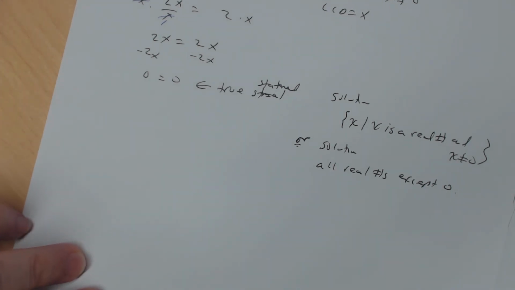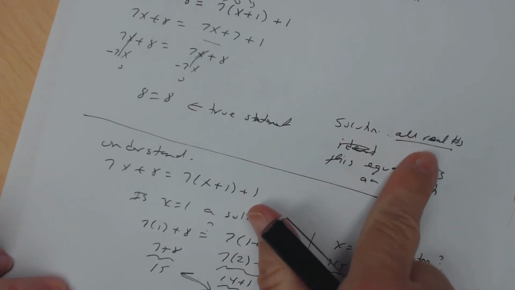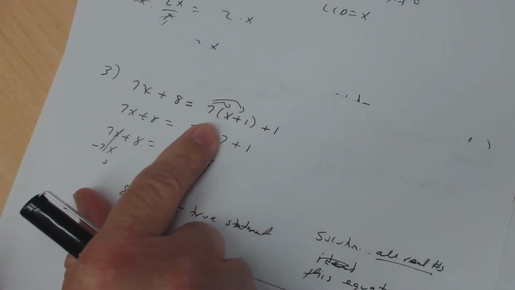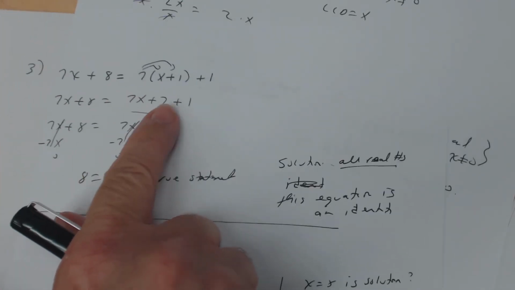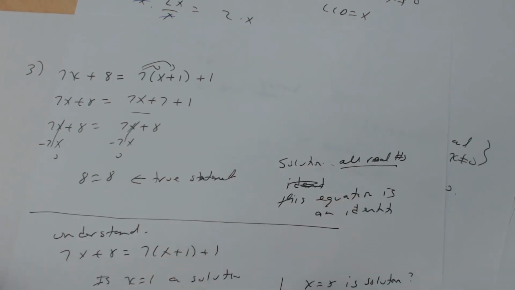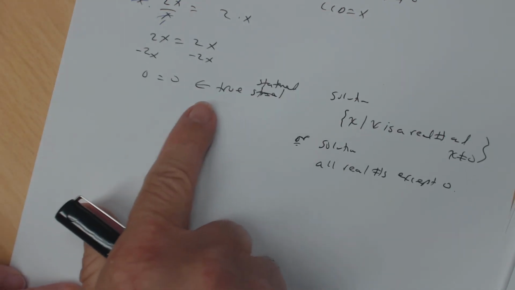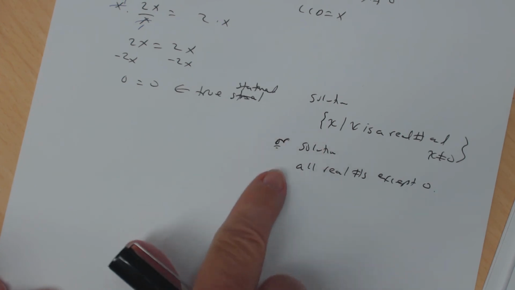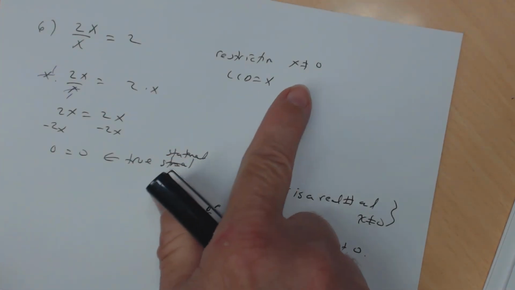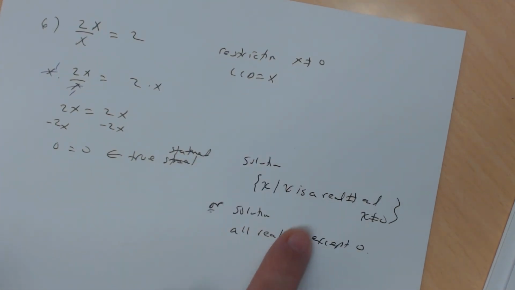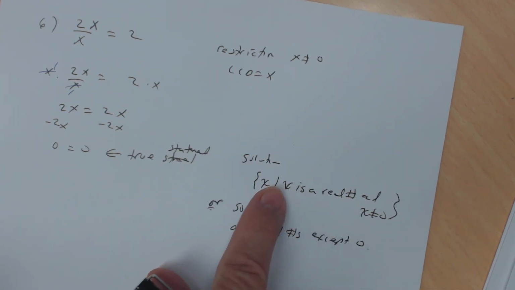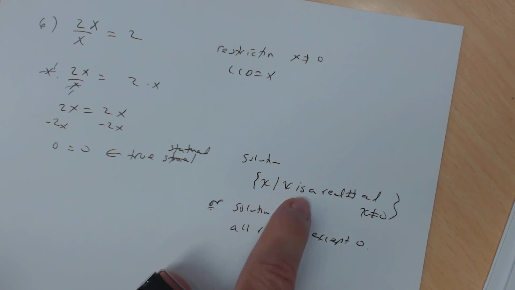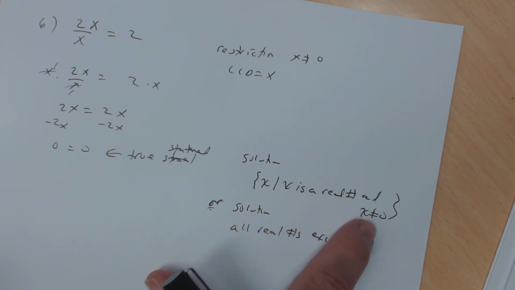Remember over here, you said all real numbers because there were no restrictions. Notice there were no variables in the denominator. Over here, you're going to say all real numbers except 0; you have to be careful because there was a restriction. Set notation looks like this: the set of x's such that x is a real number and x cannot equal 0.